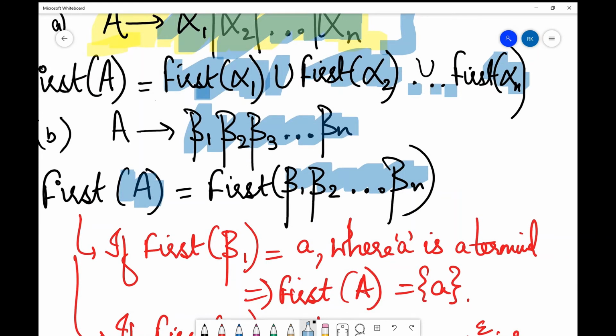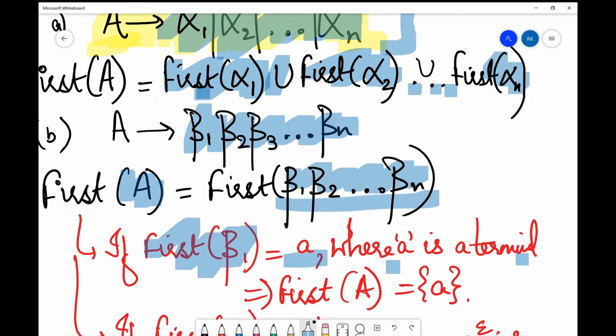Because things can become critical over here, there can be many cases, but these are some of the major ones which cover all the important things. So now, First of this entire thing will be what? Now what if beta 1 was a terminal? If beta 1 was a terminal, this entire thing would terminate over there. First generally means only the first symbol over there, so First of beta 1 is a, where a is a terminal.